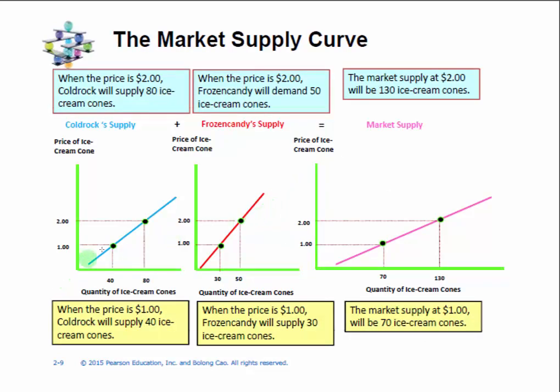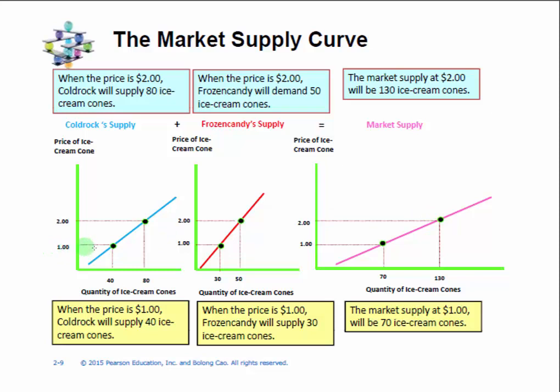There's also the idea of summing up the individual supply curves horizontally, right? This blue line and this red line to get the market supply curve. At a $2 price, Cold Rock offers 80 cones per day, and at this same price, $2, Frozen Candy offers 50 cones. So together in the market, they offer 130. That's the quantity supplied at $2.